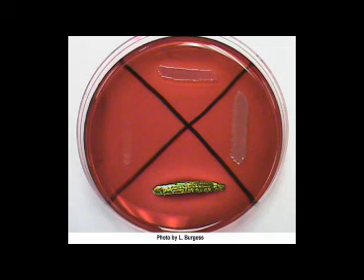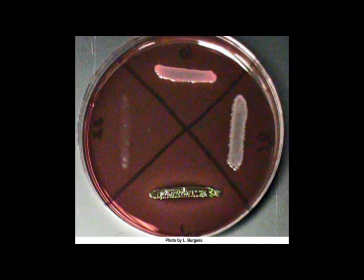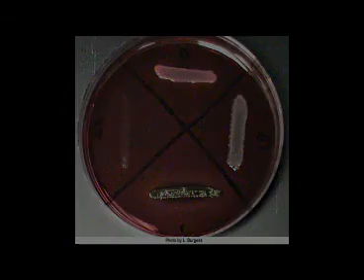EMB agar is both selective and differential. Selectivity is against gram-positive organisms and is due to the presence of the dyes eosin Y and methylene blue. Lactose is added to the media in order to differentiate bacteria based on their fermentative properties of lactose. Depending on their fermentation, the bacteria may change colors.